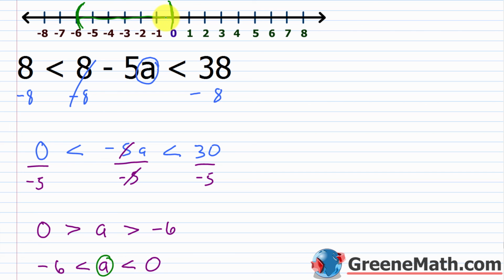In interval notation, again, we use this concept of the smallest and the largest. Negative 6 would go in this spot for the smallest. It's not included, so I put a parenthesis there. 0 would go in the spot for the largest. It's also not included, so I put a parenthesis there. So here's interval notation, and here's graphically.